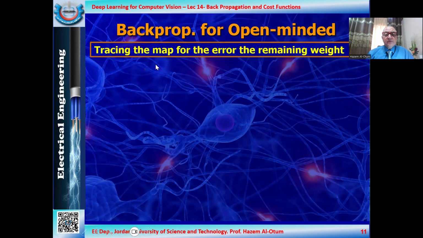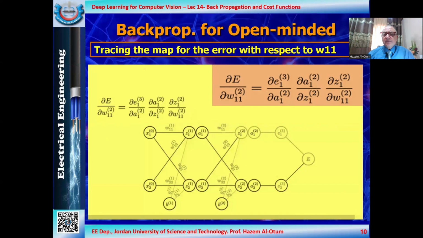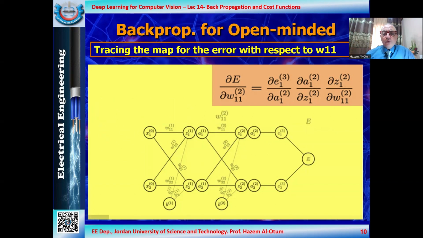Now, tracing the map for error in the main weights. So now we'll combine all these weights as you see here. Just a minute, if we go back, we have seen this. So del E over del A, del A over del Z, del Z over del W11. This error is in respect to the weight W11.